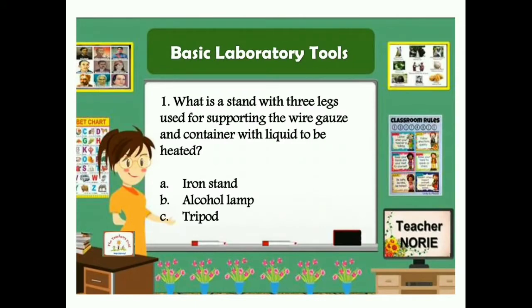What is a stand with three legs used for supporting the wire gauze and container with liquid to be heated? A. Iron stand, B. Alcohol lamp, C. Tripod.